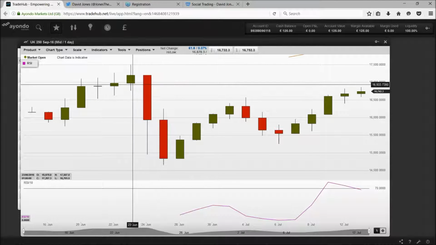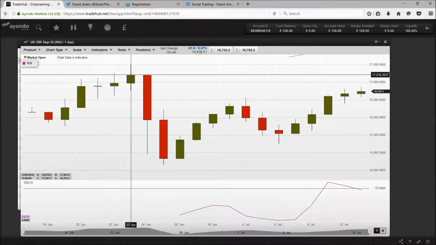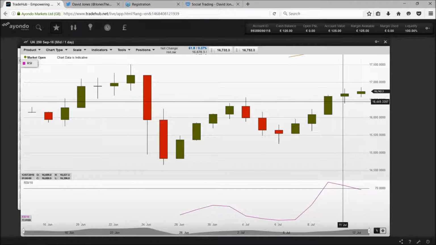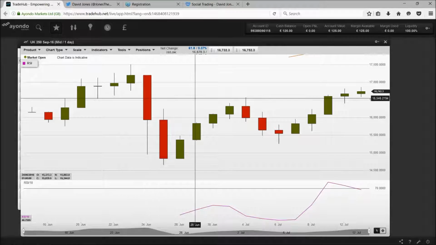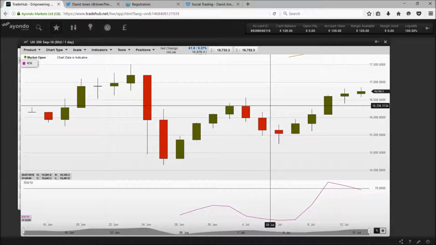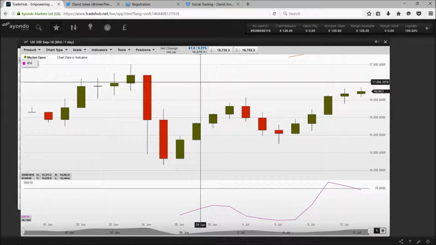But we can see this is the level before the vote, so it closed at around 17,200. And at the moment, with it trading at around 16.7, we're not a million miles away. It has managed to claw back, I think, a lot of that post-Brexit fear. Whether that ends up being a dead cat bounce, we'll have to wait and see.